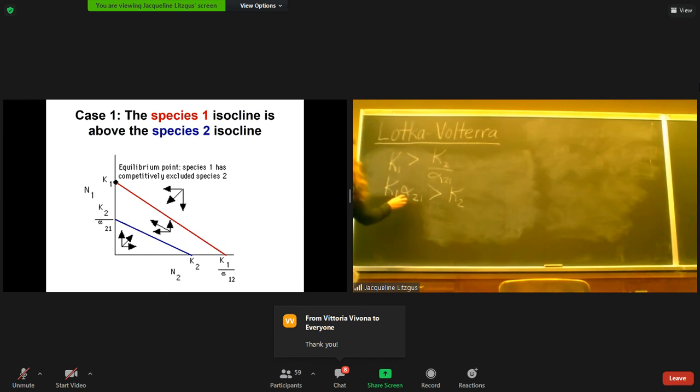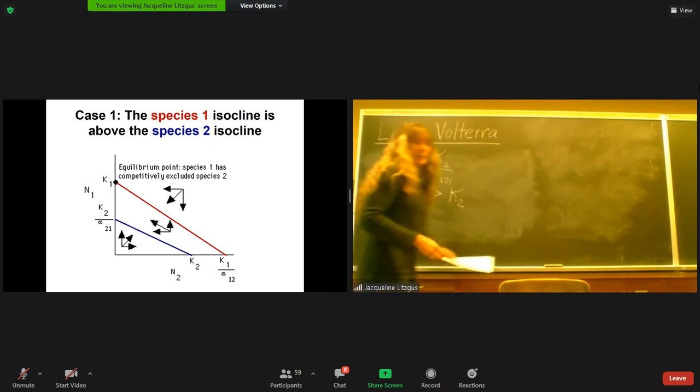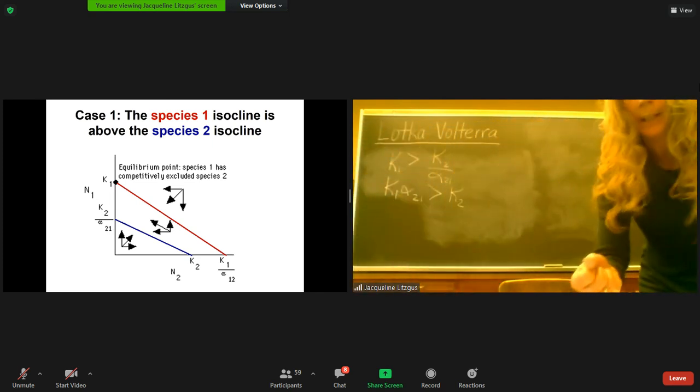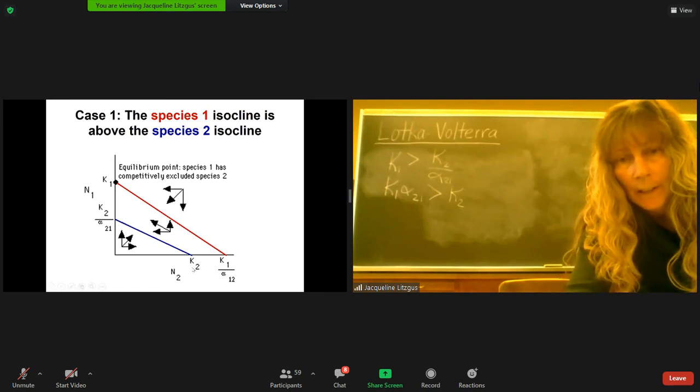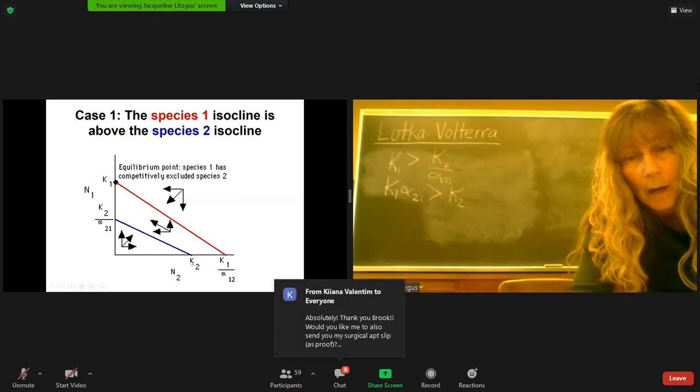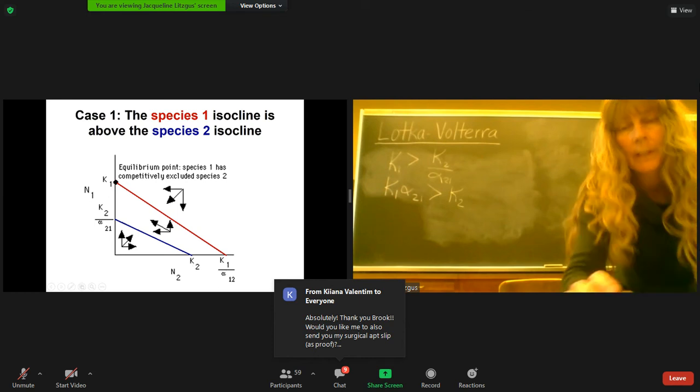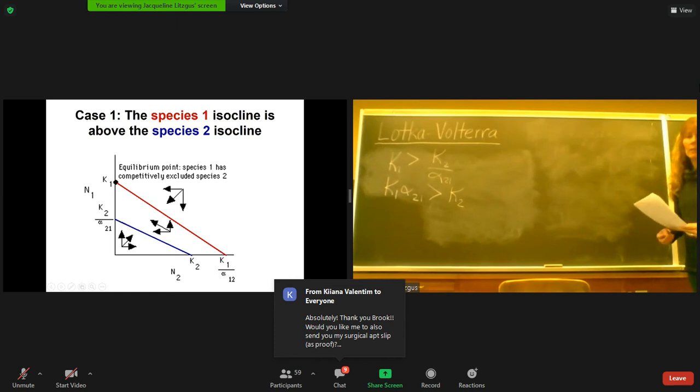Remembering that this alpha value tells you about that competition coefficient, that's what you can look at on the N1 axis when we're talking about species 1. We can do the same thing on the N2 axis. If we look at that axis, the K2 value is a smaller value than the K1 over alpha value.